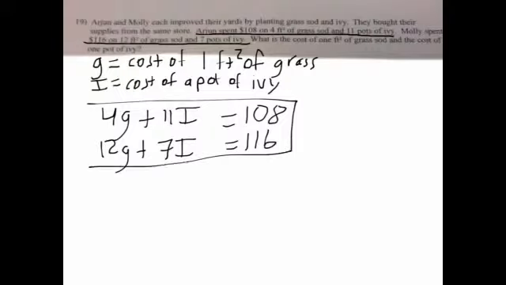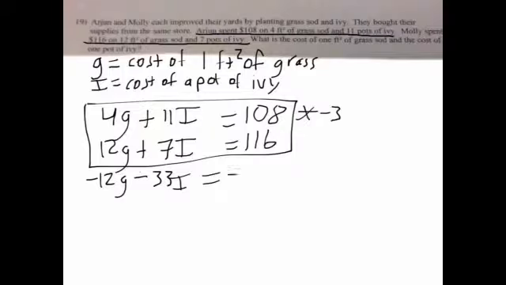I'm going to start here. Let me square that off. I'm going to take my first equation and just times by -3, because I want to go for elimination. I know 4 times 3 gives me 12, so I get my equations to match up. I get -12G minus 33I, and then 108 times the 3 is going to give me -648. So now I have my new first equation.